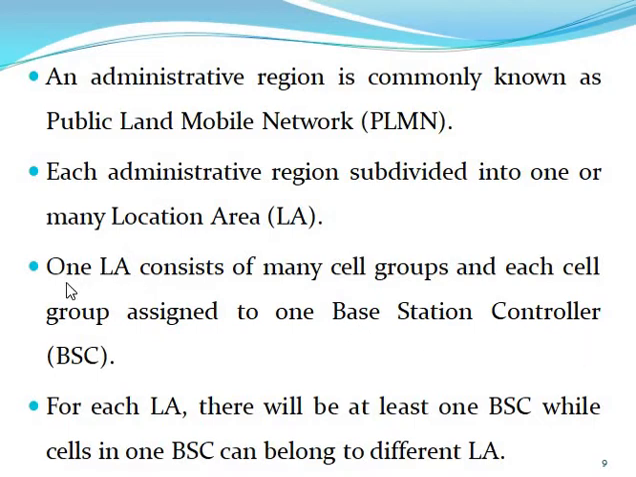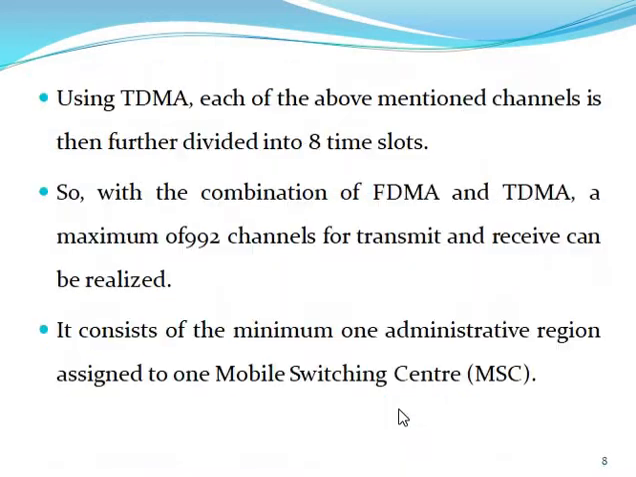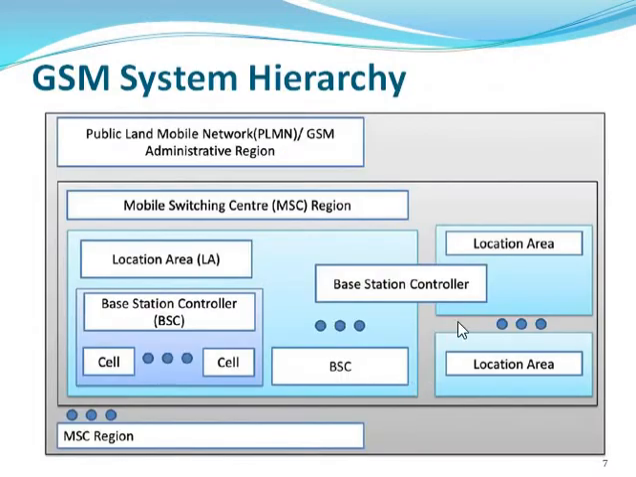So we can show this is the importance. One location area consists of many cell groups, and each cell group is assigned one base station controller. For each location area, there will be at least one base station, while the cell in one base station can belong to a different location area. So we can show the explanation.